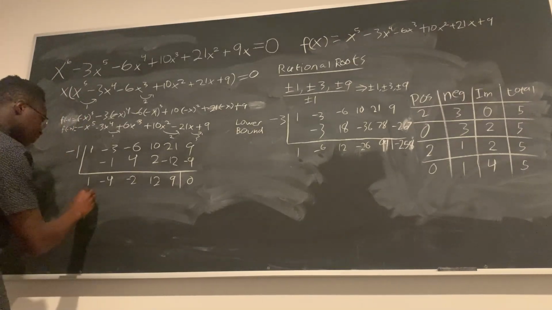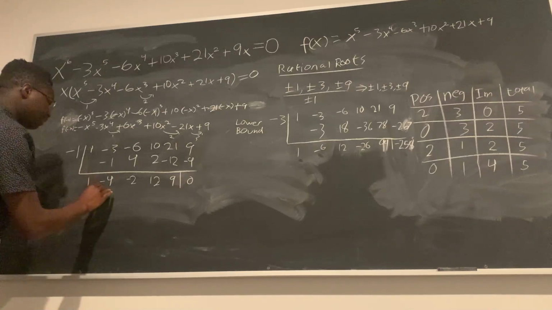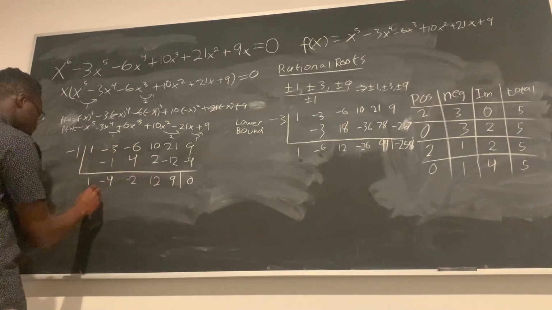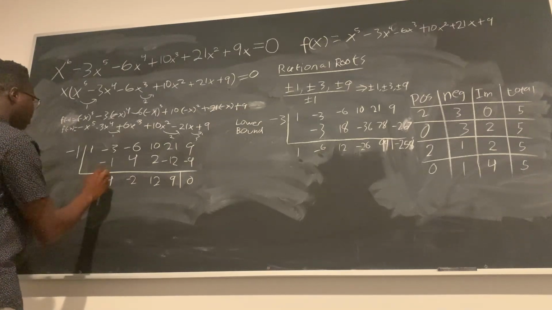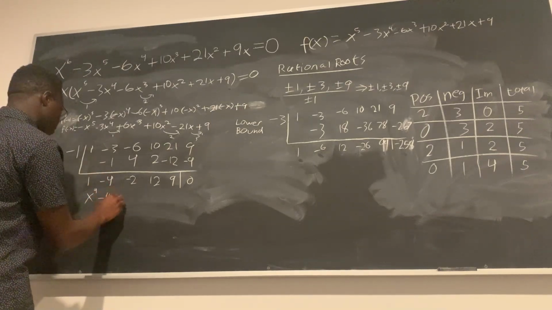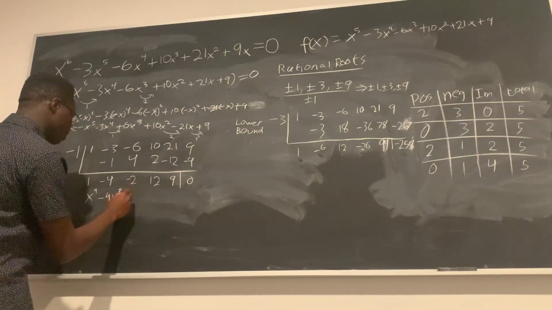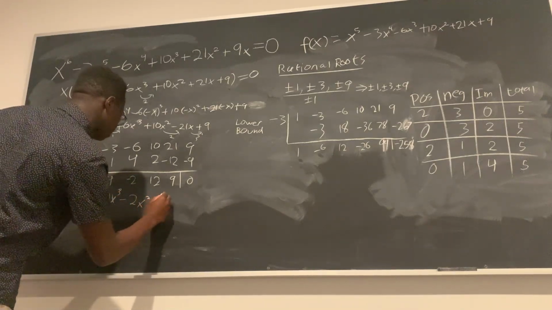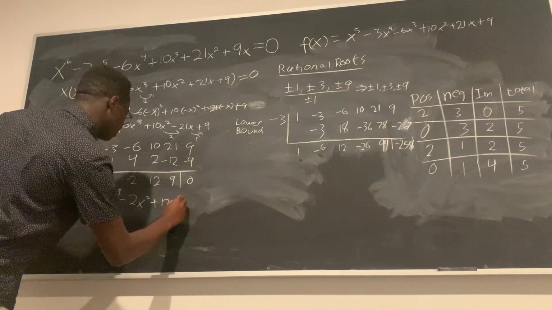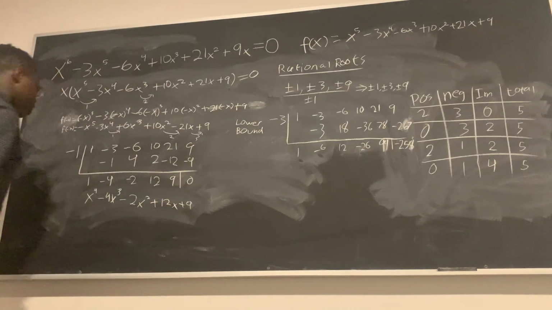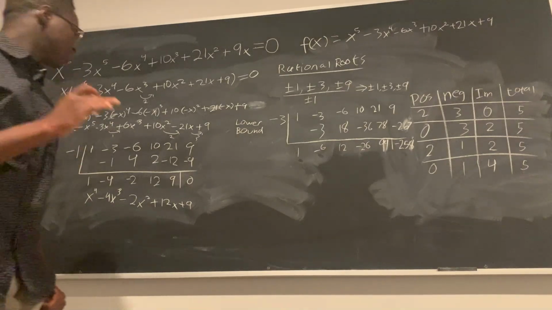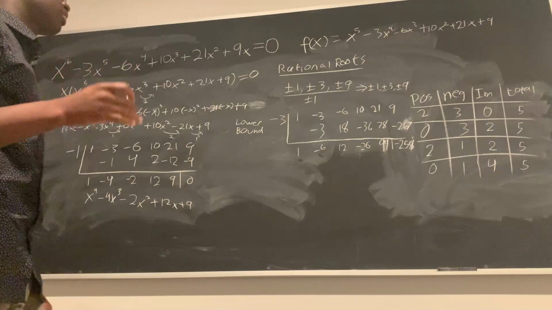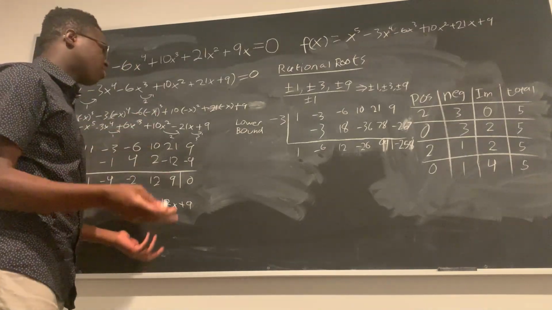Now what we're going to do is we're going to write this down because these are coefficients of another polynomial of the 4th degree. So what that means is this is going to be x to the 4th minus 4x cubed minus 2x squared plus 12x plus 9. And what that tells us is we should continue looking for more zeros. Because the real goal, if we reduce this to a quadratic, we could potentially use the quadratic equation or factor.